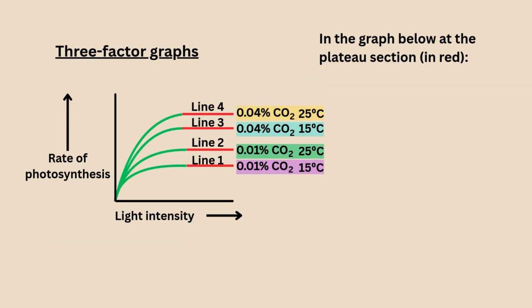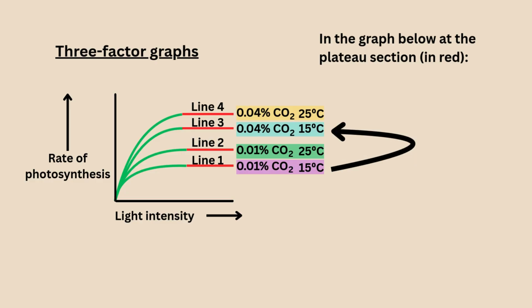In the graph below, we're going to have a look at the plateau section in red. So if we compare line 1 and line 2, the carbon dioxide concentration is the same, but the temperature has increased from 15 degrees C to 25 degrees C, which has caused the rate of photosynthesis to increase. So therefore, line 1 is showing that temperature is a limiting factor for photosynthesis.